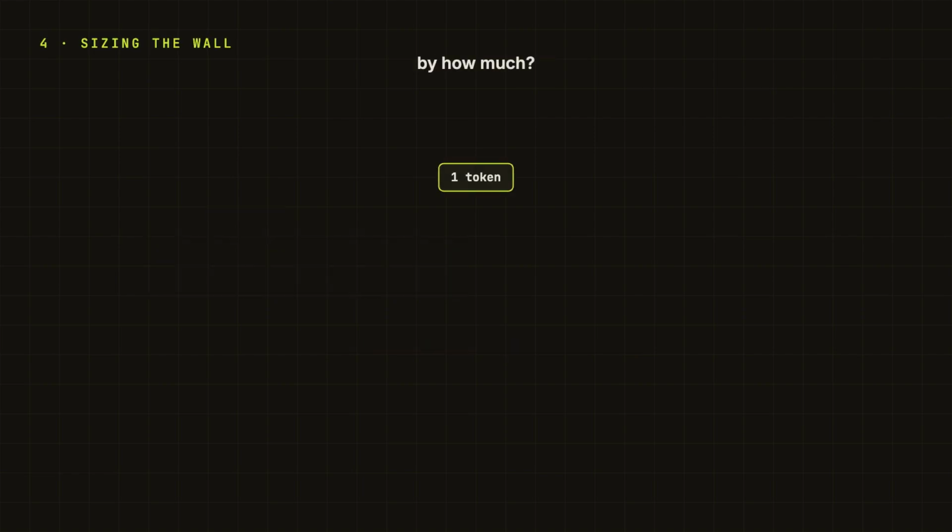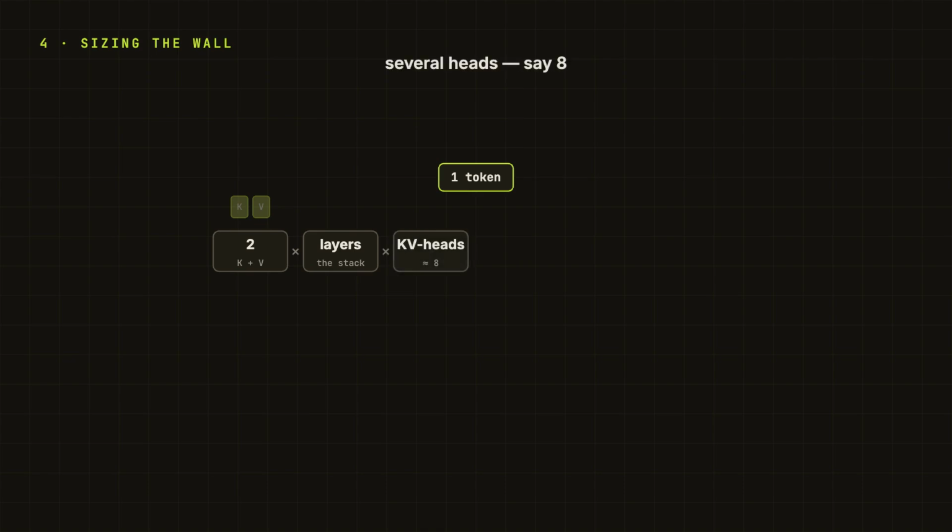Okay, so the cache grows by how much? Let us actually do the small multiplication, because the number is the whole point. For each token, the cache stores a key and a value, that is 2. And it does that at every layer. And for every KV head. A model runs attention through several heads, let's say 8 of them, each one looking at the sequence a little differently. And each head keeps its own key and value, each one a vector of some dimension in some precision.